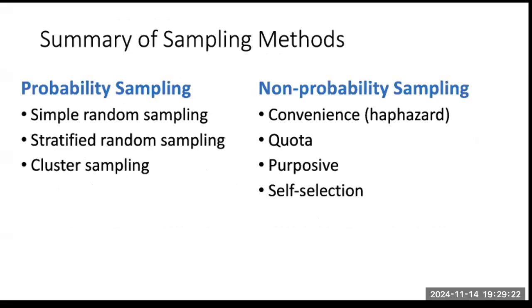All right, so these are the different types of sampling methods. Remember, probability and non-probability. Probability sampling, everyone has an equal chance. You know exactly how many people are in the population. And so you can use probability theory to determine the likelihood of them being selected as a participant. So you have simple random sampling, stratified random sampling, and cluster sampling. And then for non-probability sampling, the four types are convenience, quota, purposive, and self-selection.